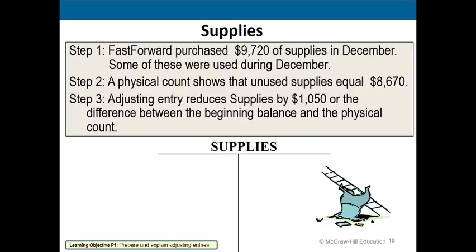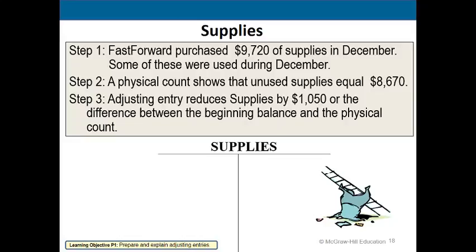All right, let's talk about supplies. That's a prepaid expense. Here we have an example of this company prepaying or paying for supplies. They were bought in December, and some were used in December. They come up to the end of the month and they do a physical count of the unused supplies. They had purchased 9,720 of supplies in December, and of that amount there's only 8,670 remaining. And so the assumption is that they used those supplies that are not there, and so they've used the difference, which is $1,050 worth of supplies.